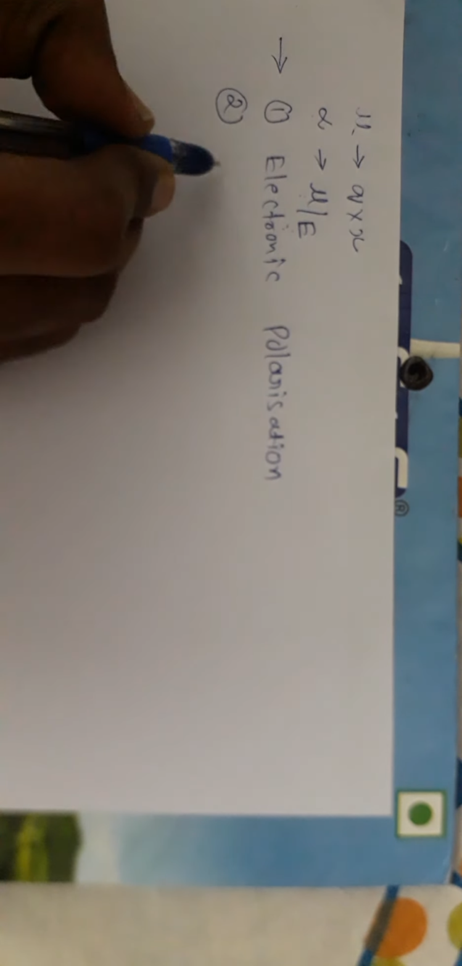Now we discuss different types of polarizations. The first one is electronic polarization, then ionic polarization, orientation polarization, and the fourth one is space charge polarization. So first we calculate the electronic polarization.